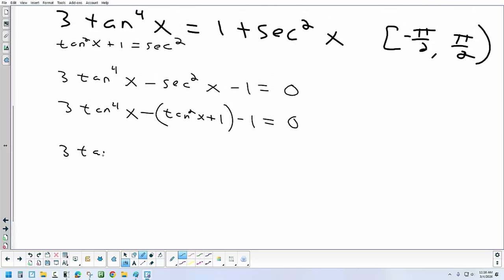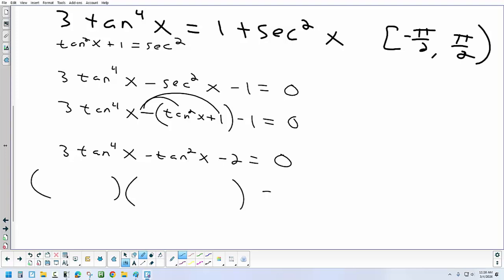So 3 tan to the 4th minus tangent squared minus 1 is minus 2. Okay, and let's try to factor that. The way you're going to factor that is exactly the same way you would factor this. That's a quadratic type of equation.